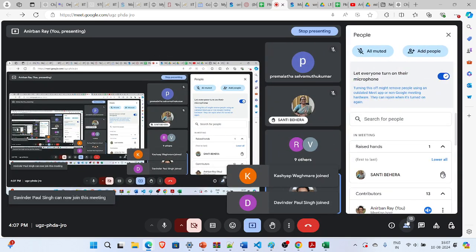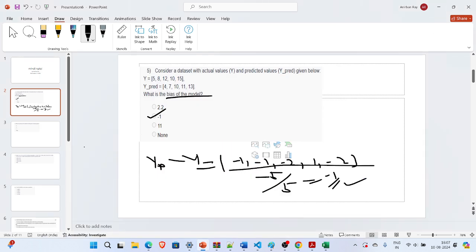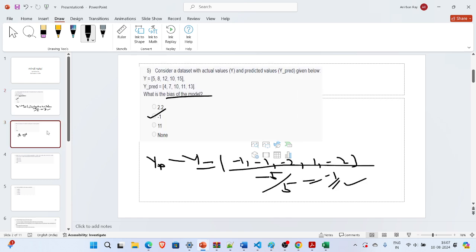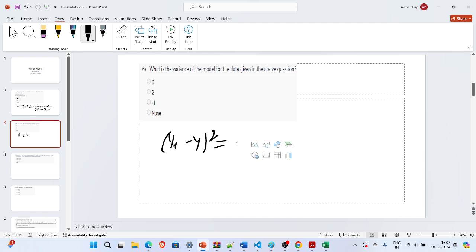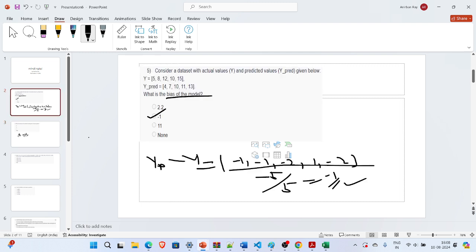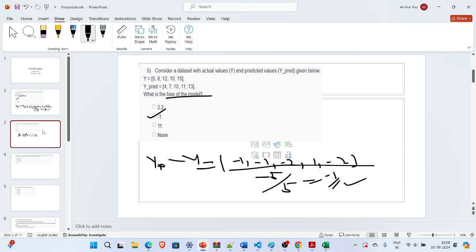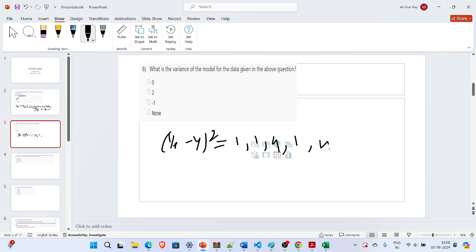As I said, quite easy. So let's continue. For variance, what you need to do is calculate y prediction minus y, squared, and then take the mean over that. So let's take the data and square these values. That is going to be 1, 1, 4, 1, 4. You have to sum this up, so 4, 5, 8, 9, 10, 11.